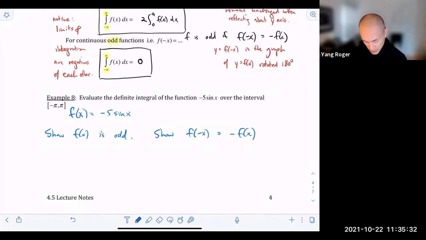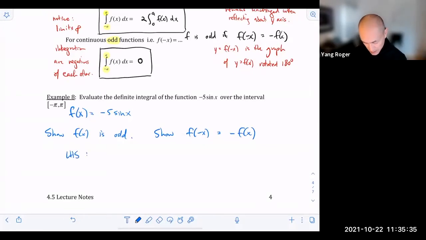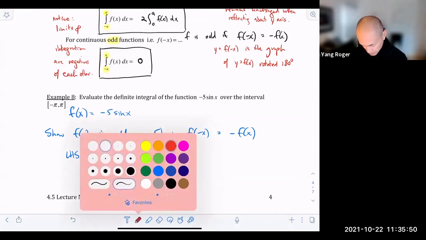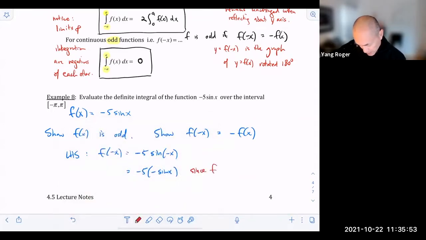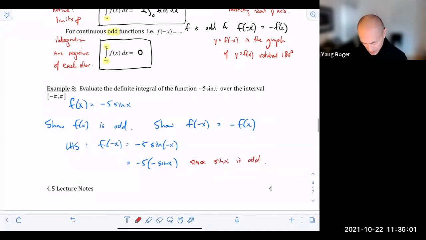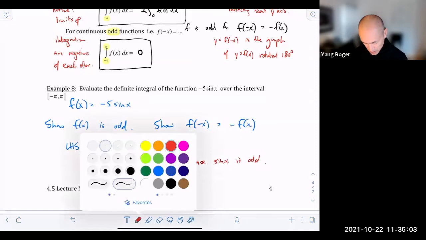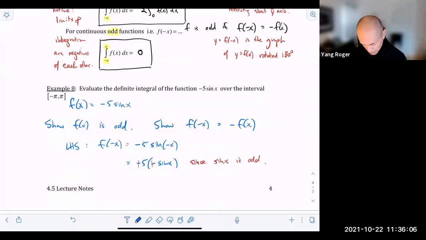So I'm going to start off with my left-hand side. f of -x is equal to what? That's equal to -5 times sine of -x. But this is equal to -5 times negative sine of x, and this is true since sine is odd. And then we know that a negative times a negative is going to give you a positive. So this means we get 5 sine of x coming back.